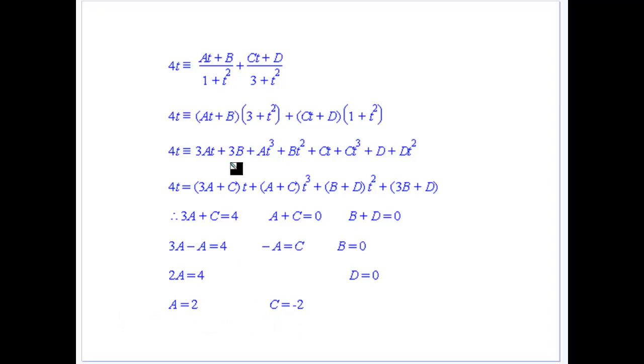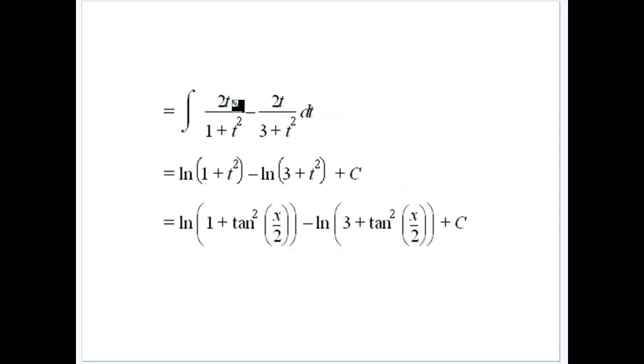So that starts to be nice there. So there's 2t on 1 plus t squared, which gives us a log function nicely. 2t on 3 plus t squared, again another nice log function, and then do our substitution of t back to tan of x on 2, and we get our expression there very nicely.